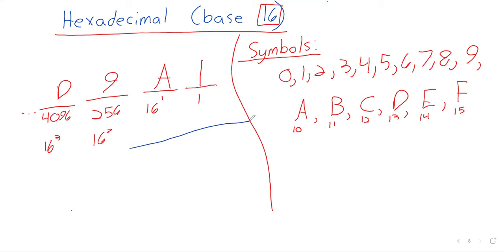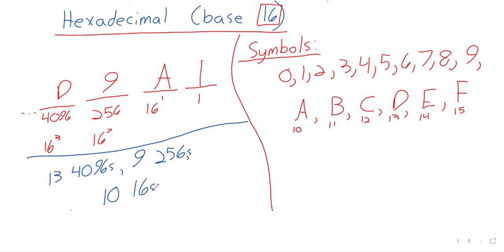And let's try to make this out. D represents 13. It's in the 4096 place. So we have 13 4096s. 9 is in the 256 place. So we have 9 256s. A is 10, and it's in the 16s place. So we have 10 16s. And then 1 is in the 1s place. So we have 1 1s.